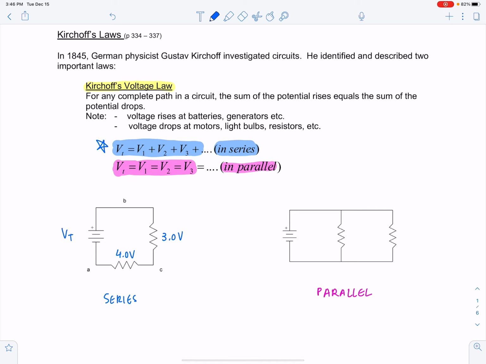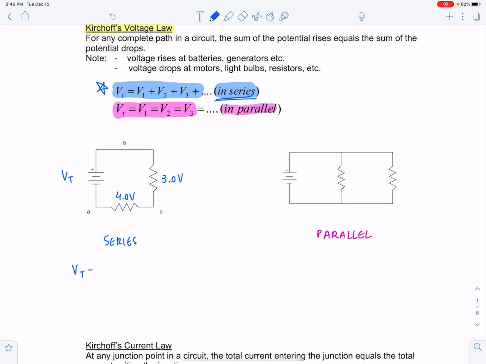Well, we can look at the equation for series circuits, and we know that the total voltage is equal to the sum of the individual voltages. So that's 4 volts plus 3 volts. If you add these together, the total voltage of this series circuit is 7 volts. So, if you wanted to know the voltage of this battery, you can add up the drops in voltage, and that will be equal to the total. So here we have a battery of 7 volts.